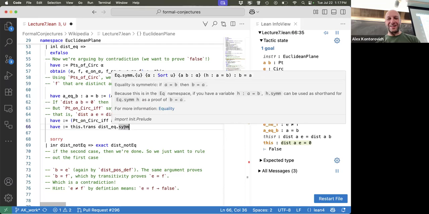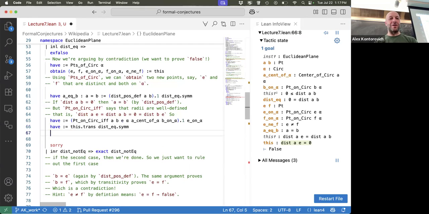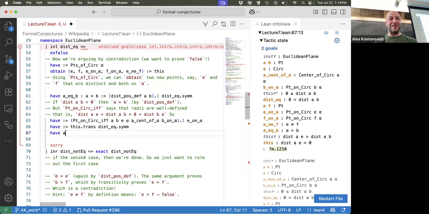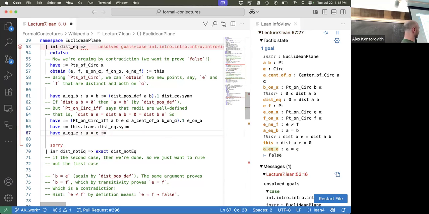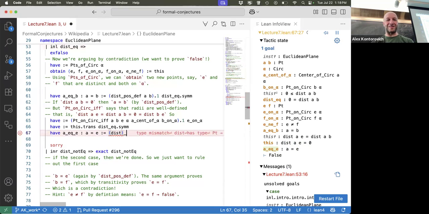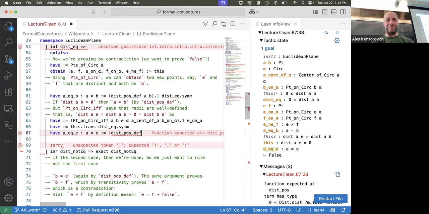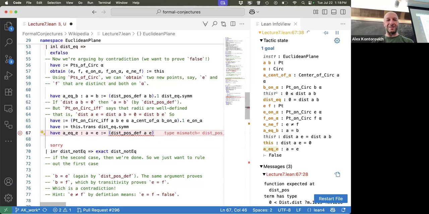All right, so that's dist AE equals 0, and now how do I get the fact that that means that A is equal to E? Let's have A is equal to E, and the reason is dist pos def AE, dot 1, and then this.